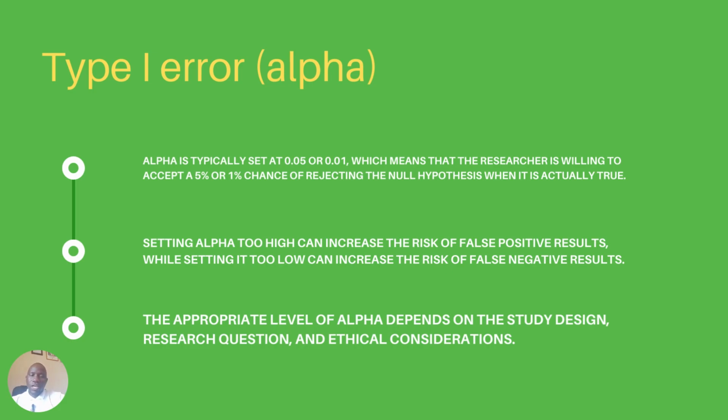So you need to choose the appropriate alpha value, whether it is 0.05 or 0.01. You need to make an informed decision on which one you have to take. And this actually depends on the nature of the research design that you're having, the research questions, and other ethical considerations about your study.